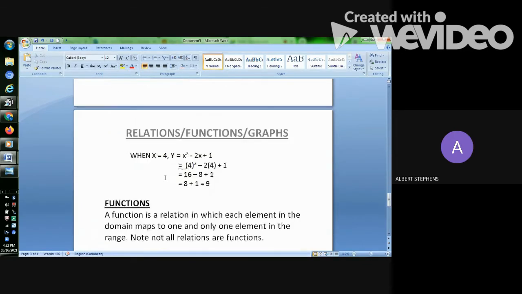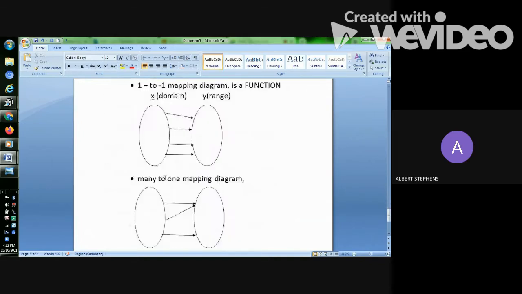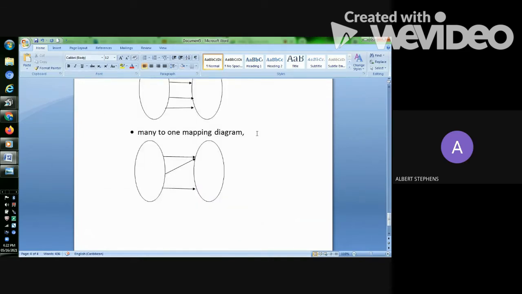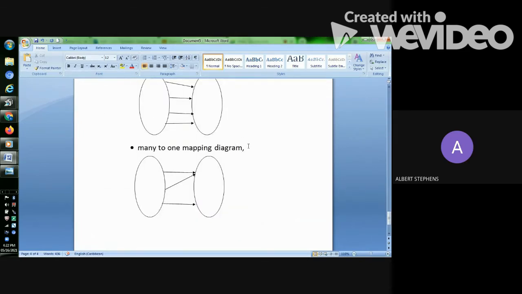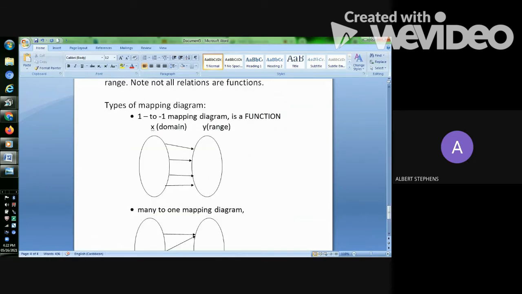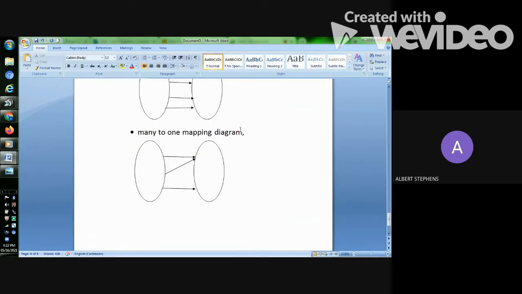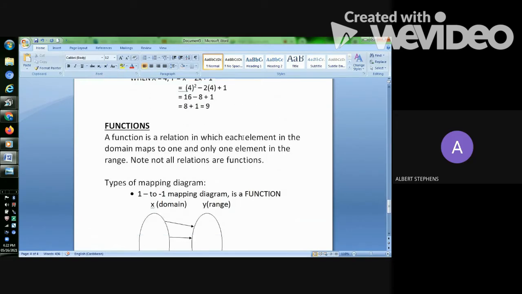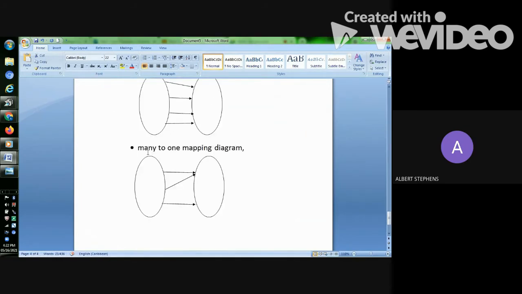So my question to you now is: is a many to one mapping diagram a relation that is a function? Because we know that one to one mapping is a function. Is a many to one mapping diagram a function? Let's look at the definition of what a function is. It says a function is a relation in which each element in the domain maps to one and only one element in the range. Does this definition satisfy what a many to one mapping diagram scenario is?